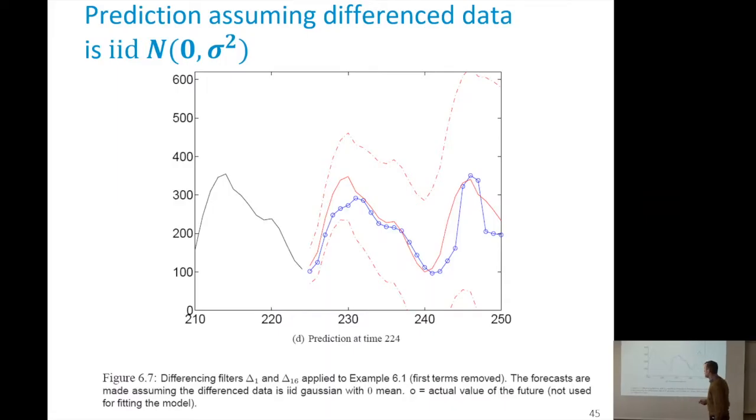We saw that in order to forecast this time series on the left here, we could very simply apply differencing filters at lag 1 and 16, because it's periodic with period 16. Those are the point predictions we would obtain, and those are the prediction intervals.